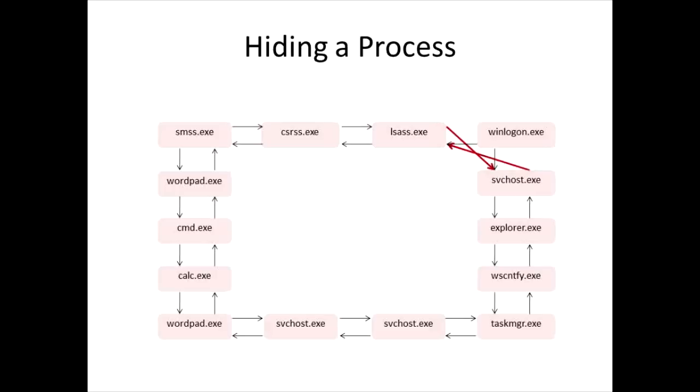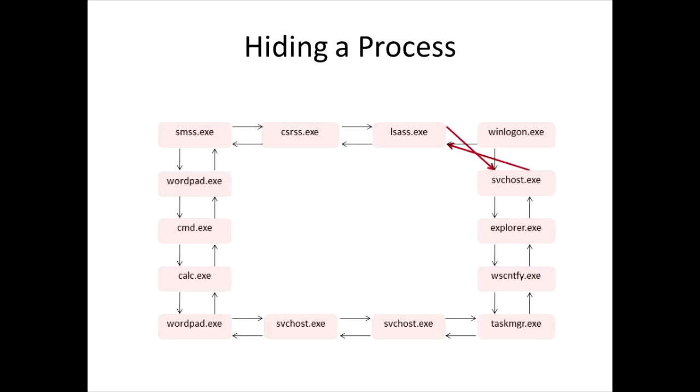So it changes those pointers to basically remove winlogon.exe from the daisy chain. Okay, so now when processes like tasklist or whatever enumerate the processes on the system, they won't see winlogon.exe because it's not in the linked list anymore.